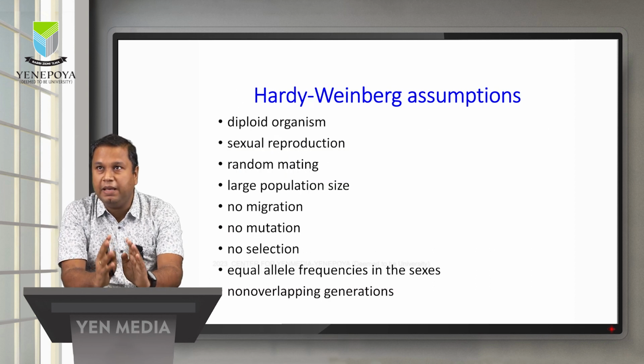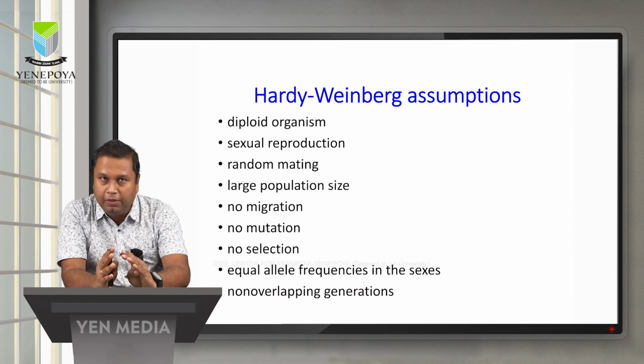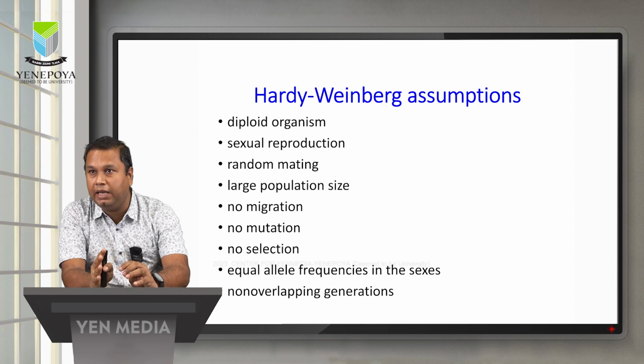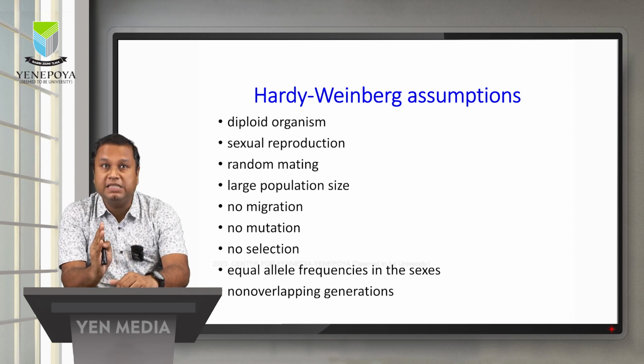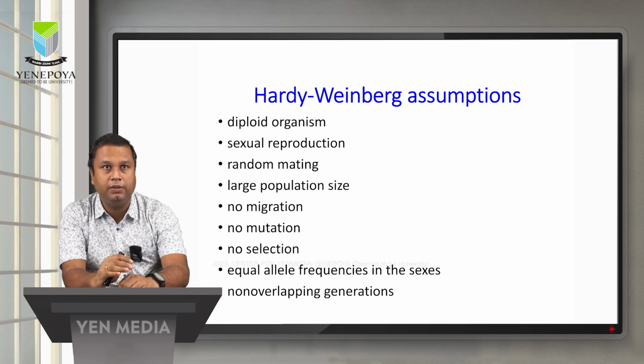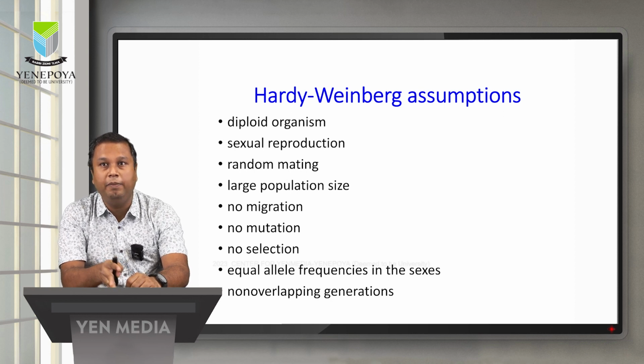So the organism has to be diploid. Hardy-Weinberg equilibrium cannot be applicable to any haploid, aneuploid, or polyploid organism. It has to be a diploid organism, and the organism has to be sexually reproducing. That means any asexual organism will not be considered. Randomly mating means each individual has an equal chance to mate with any other individual in the population.